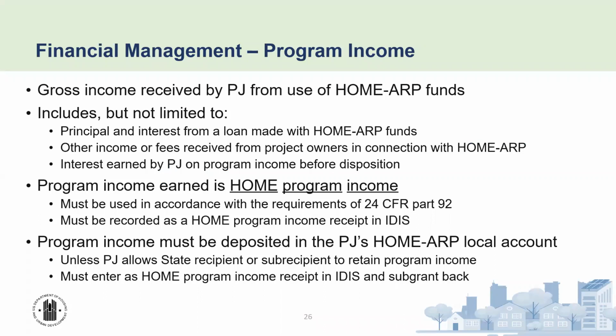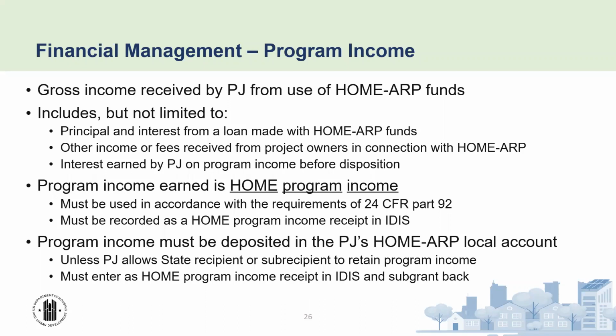Okay, as far as program income is concerned, there's one pretty significant change for HOME-ARP that we'll discuss on this slide. So generally, what is program income? Program income is the gross income received by the PJ generated from the use of HOME-ARP funds during the grant period of performance. This is going to include, but it's not limited to, principal and interest payments from a loan made with HOME-ARP funds, other income or fees received from project owners in connection with HOME-ARP funds, and interest earned by the PJ on program income before its disposition.